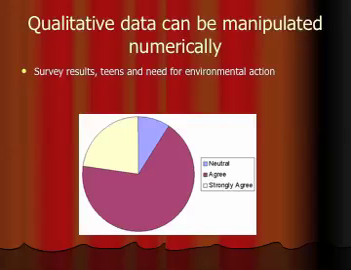Some of them are neutral towards the need of environmental action. Some of them agree that there is a need for environmental action, and some of them strongly agree. So even though your answers are not numerical, they are qualitative, you can still tally up the numbers, you can still take percentages, you can add them, you can subtract them, and so on, and they can be manipulated numerically.